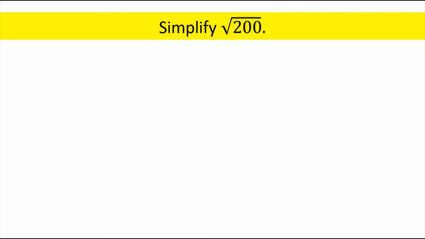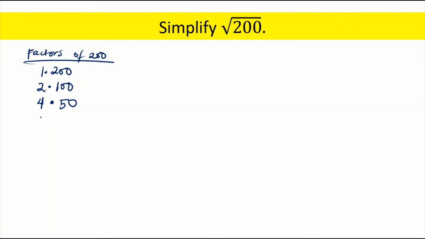Okay, next, let us simplify square root of 200. So, factors ng 200. Factors of 200. So, we have 1 times 200, 2 times 100, 4 times 50. We have also 8 times 25. We have also 5 times 40. 4 times 50.